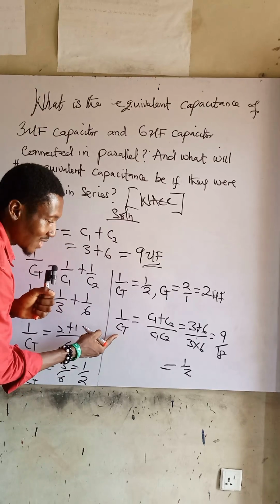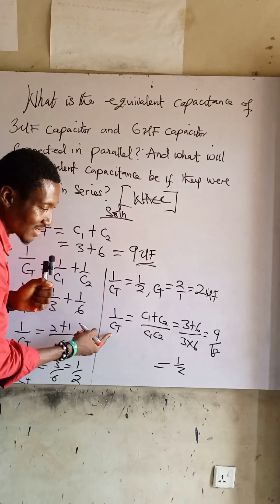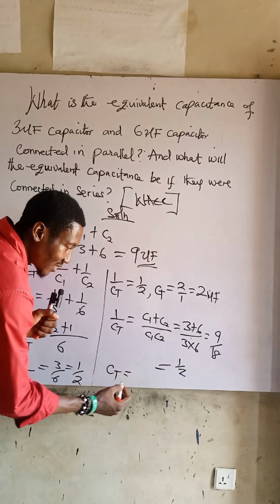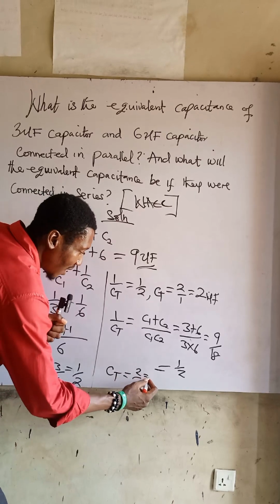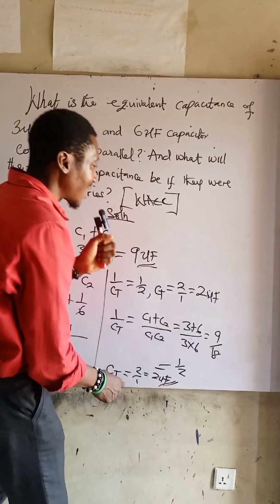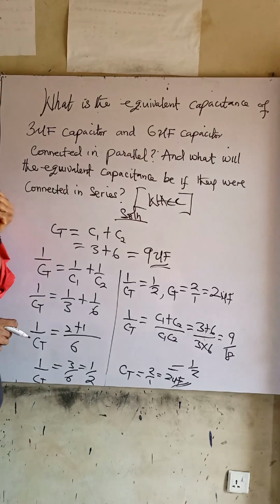But remember, you have 1 over effective capacitance here, so you also have to flip it over. So the total effective capacitance is equal to 2 over 1, which is also 2 microfarad. So this is how you solve this type of problem.